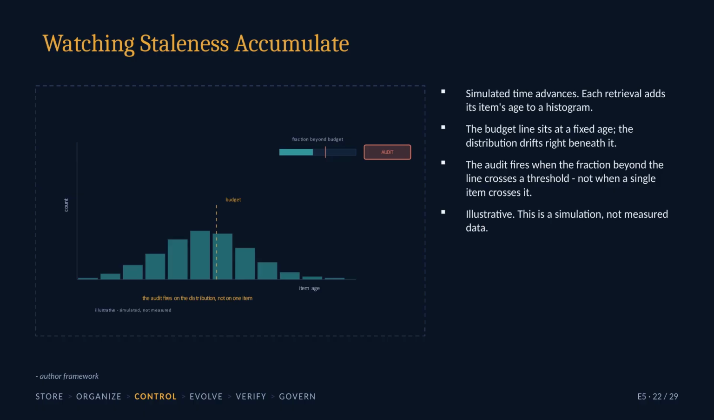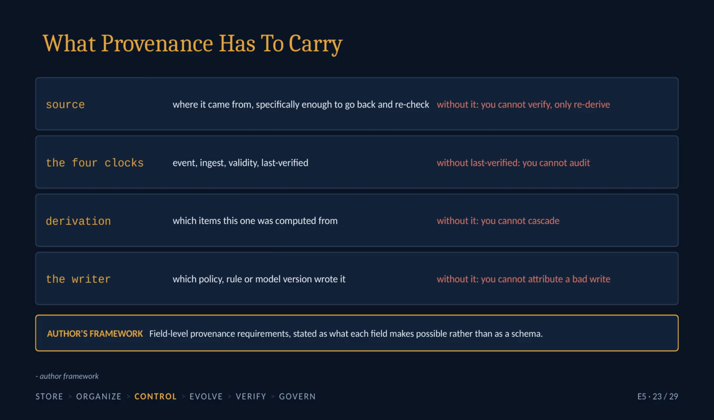And note the label in the corner: this is a simulation, illustrative of the shape. It is not measured data, and I would rather say so on the slide than have you take a number off it. All of which has a storage consequence, and it is easier to state as what each field makes possible than as a schema.